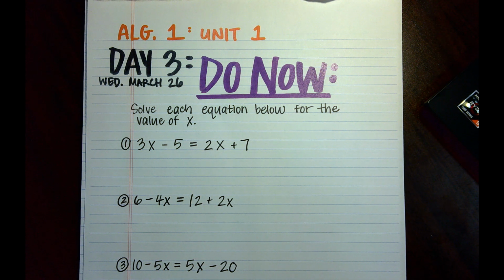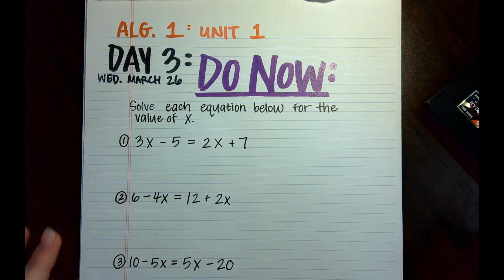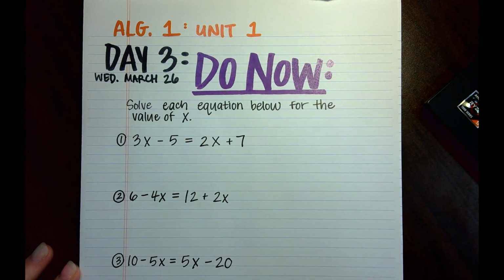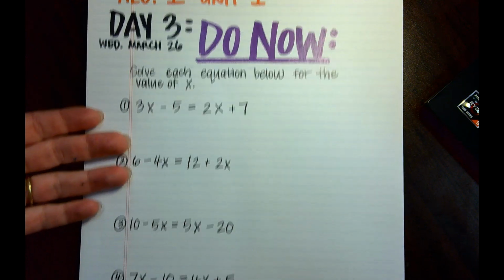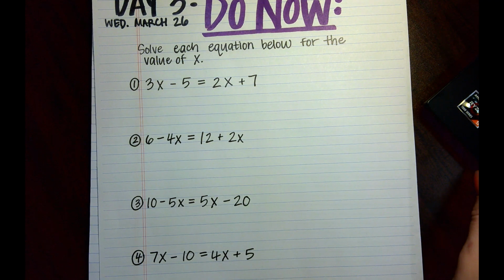On day 3 of Algebra 1, we are still in the first unit, and it is Wednesday, March 26th. Yesterday, we got up to multi-step equations, and we started talking about solving equations like this, where we have variables on both sides.